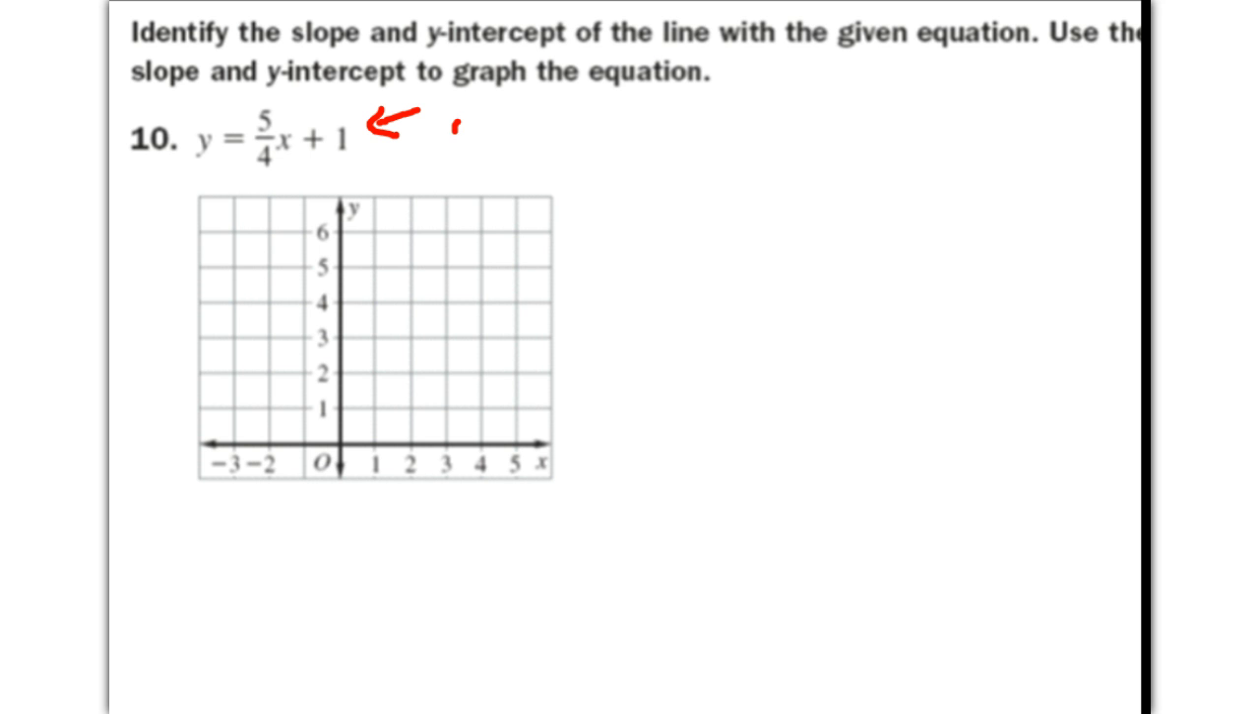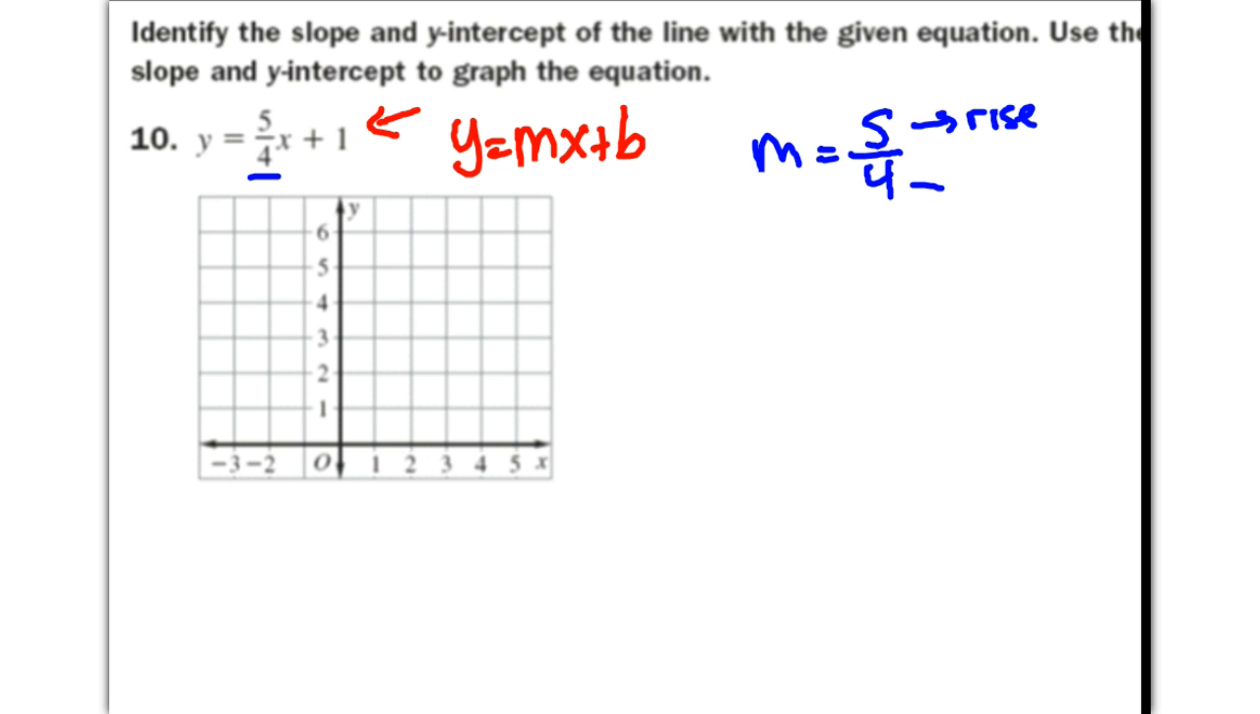Here it's already in y equals mx plus b form. So the coefficient of x is your slope. So the slope is 5/4. The 5 is the rise, and the 4 is the run. They're both positive, so we're going to go rising 5, so up 5, and running 4 in the positive direction would be to the right. So that's going to be the slope we're going to do.